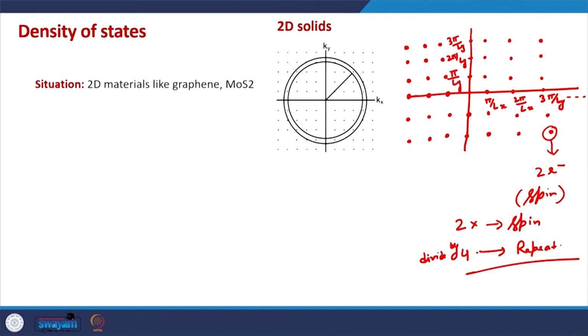Now, to calculate the number of electronic states in the range from k to k plus dk, we will make a circular ring of width dk, with inner radius k and outer radius k plus dk. In this ring in the k plane, we will see how many distinct electronic states exist. That will give us the number of electronic states in the energy range E to E plus dE, since the states in the range k to k plus dk correspond to the energy range E to E plus dE. That is how we will do this calculation.